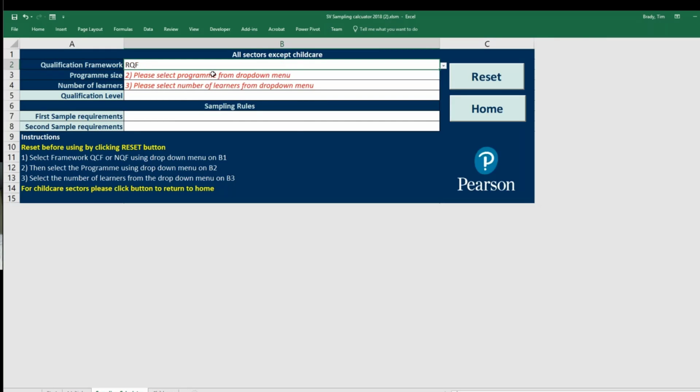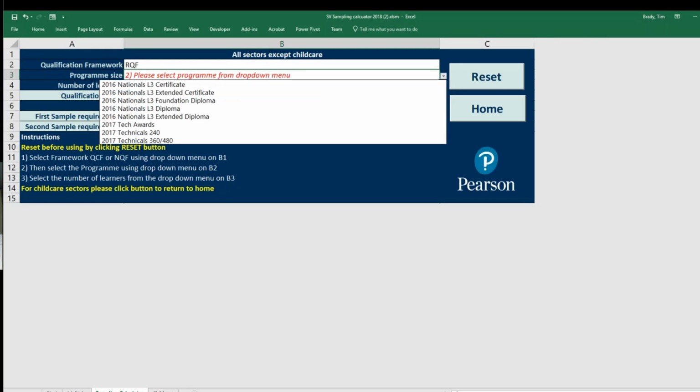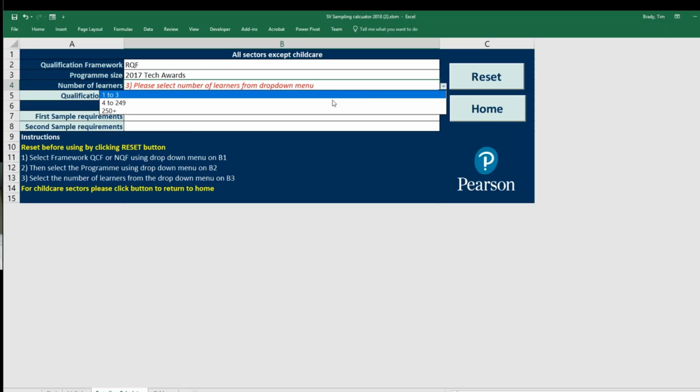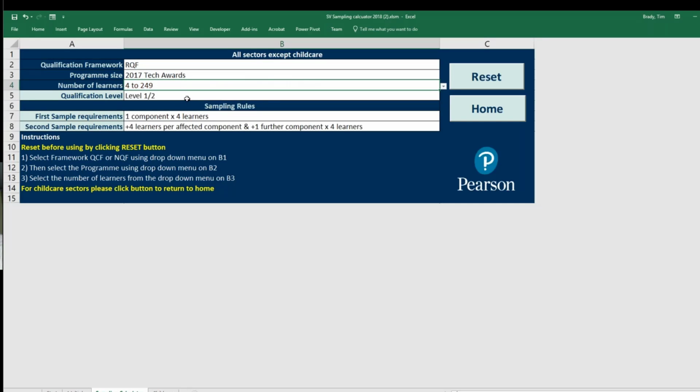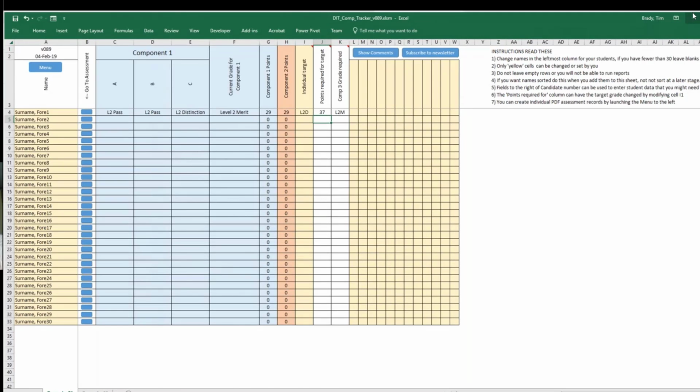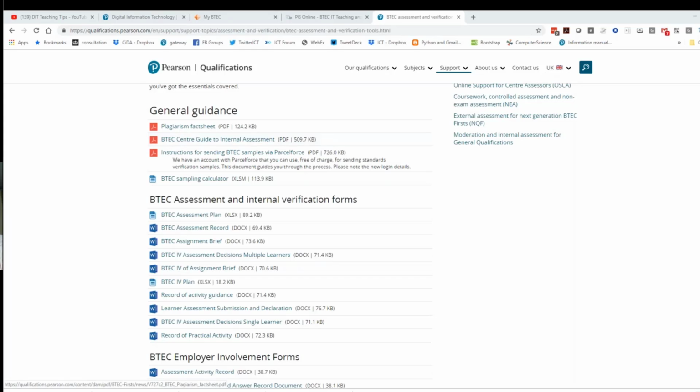So it's RQF, program size, Tech Award. Wow, this looks fancy. What's this? Number of learners, let's say 4 to 9. First sample requirements, 1 component, 4 learners. Second sample, plus 4 learners per affected component. So that calculator is right here where I was saying this is an important place to go, BTEC tools.